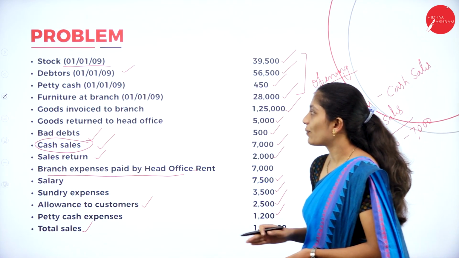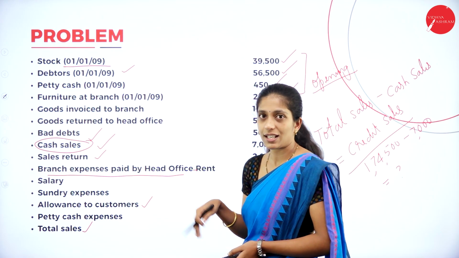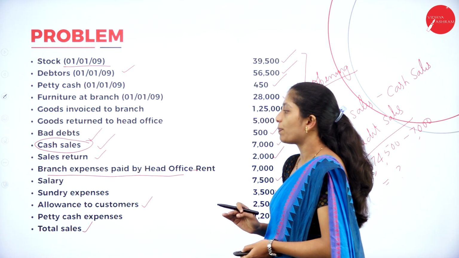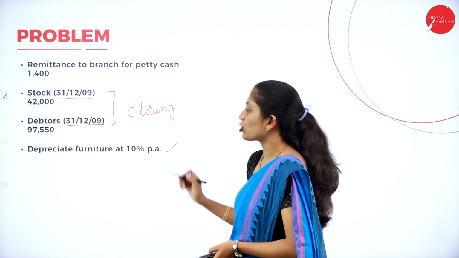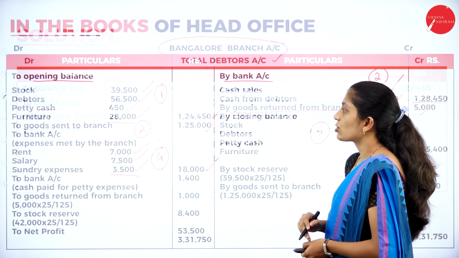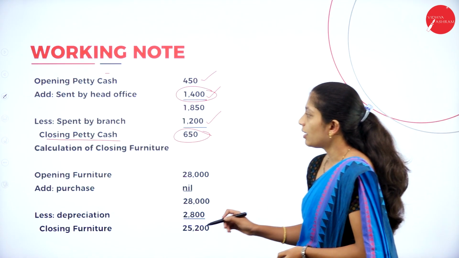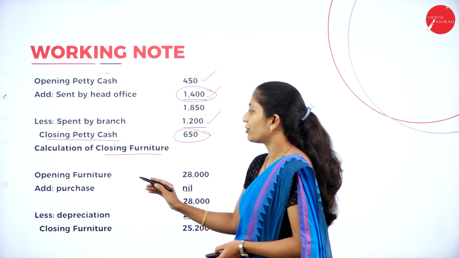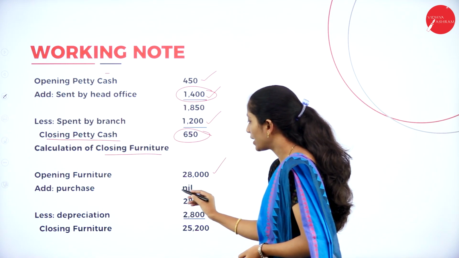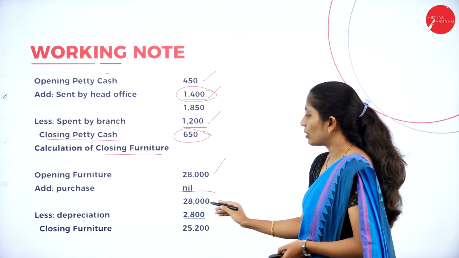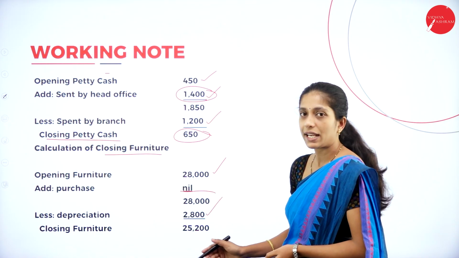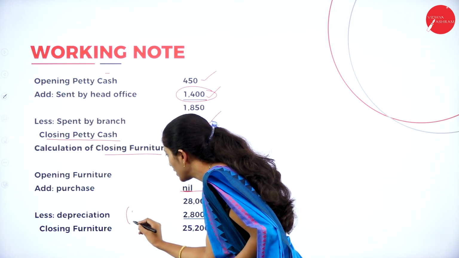Now coming to the furniture, here also we have to take opening furniture 28,000. We have to see whether any addition is made, that is any purchase of furniture. So here there is no purchase, but there is a depreciation of 10%. So we have to deduct that depreciation. So we are going to calculate the closing furniture. Opening furniture is 28,000, add purchase. Here they have not given purchase, so it is 28,000 itself, less depreciation 2,800, that is 10% depreciation.